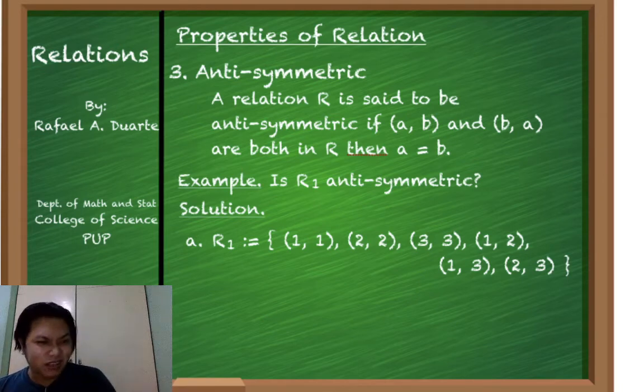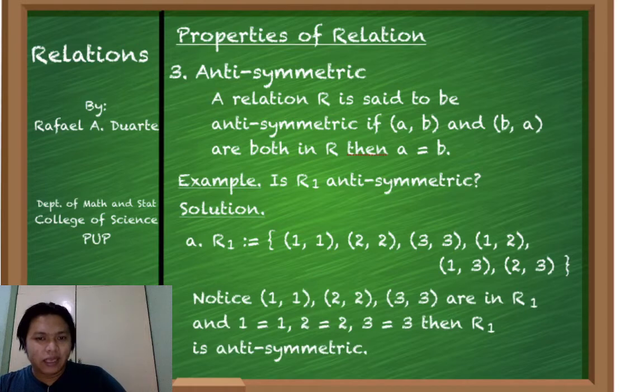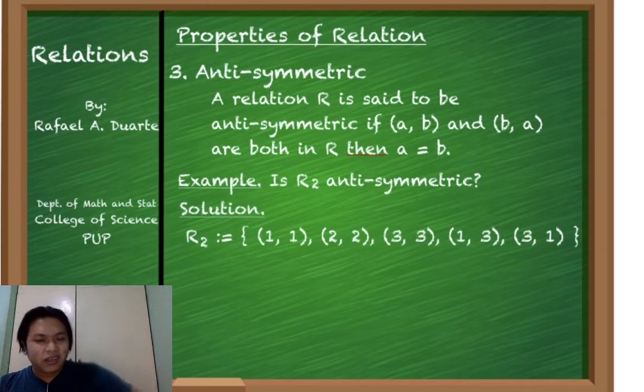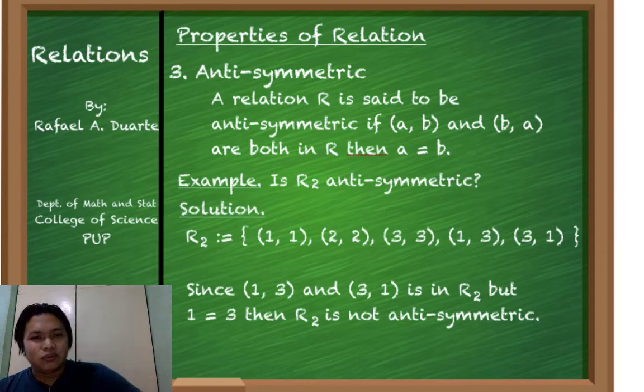And obvious naman, equal yung elements nila, di ba? 1 is equal to 1, 2 is equal to 2, 3 is equal to 3. Kaya therefore, R1 is an antisymmetric. Okay? Now, si R2 ang hindi. Kasi, si R2, bukod kay 1, 1, 2, 2, tsaka 3, 3, yung 1, 3, tsaka 3, 1, magkabaliktaran, tapos nandun sila sa loob ng relations.